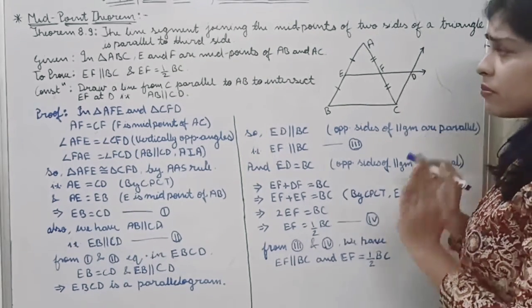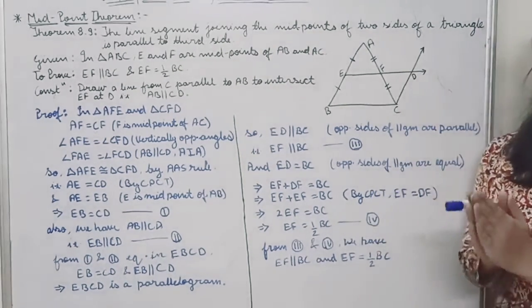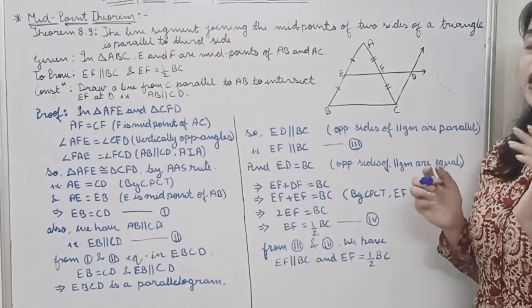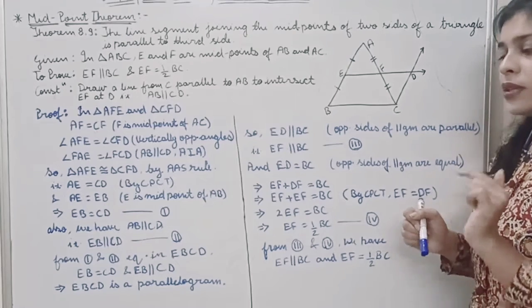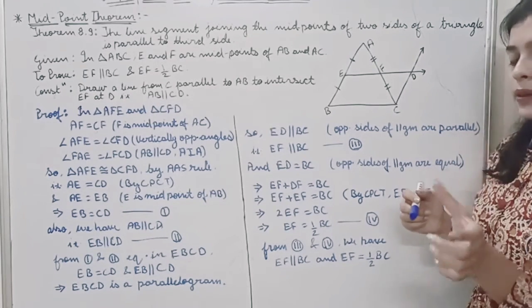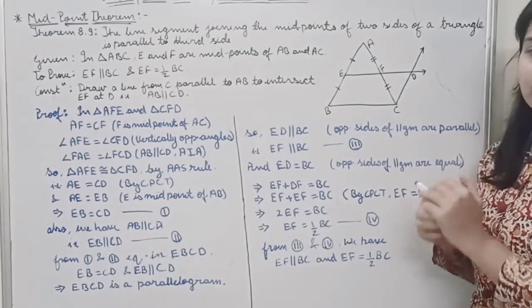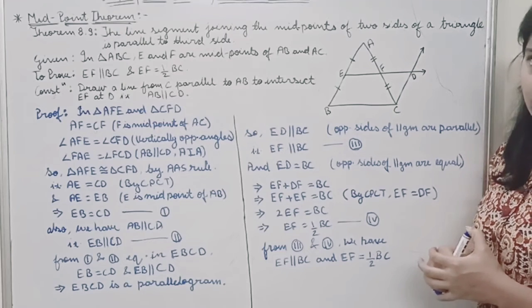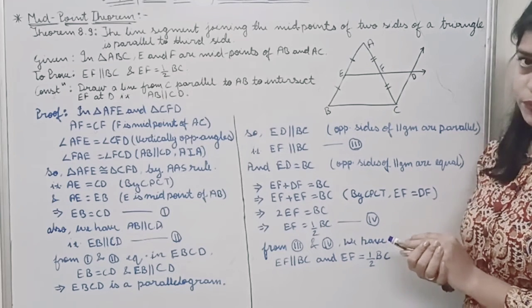Meaning, if in a triangle we are given the midpoints of any two sides, then if we join those two midpoints of the two different sides, the line joining the midpoints will be parallel to the third side of the triangle, and it will be half of it also.